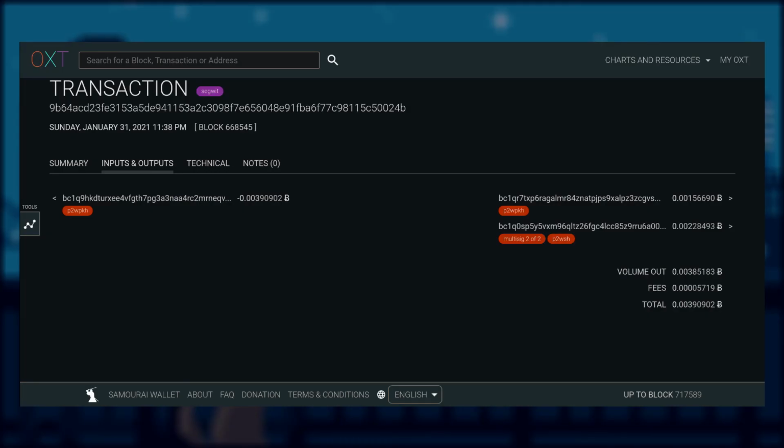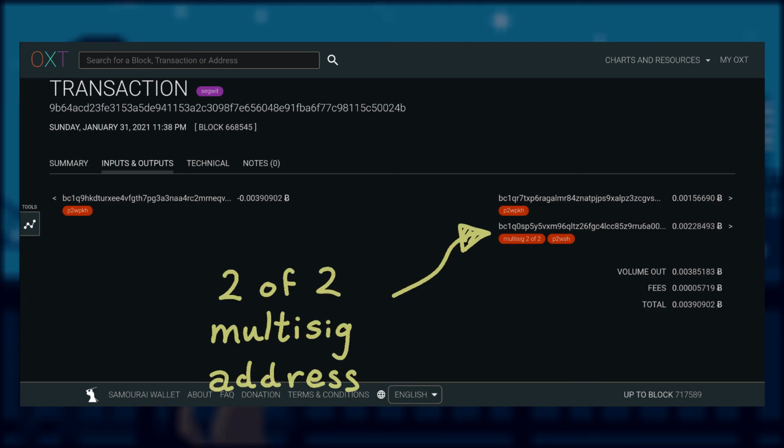If we enter the same transaction ID into oxt.me, OXT will even let you know this pay to witness script hash address is actually a 2 of 2 multi-sig address.